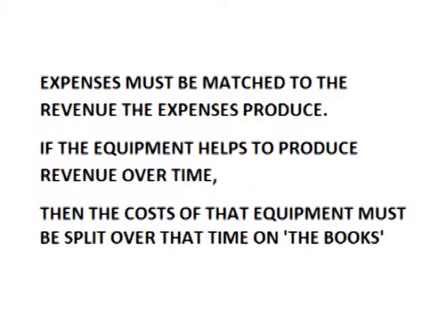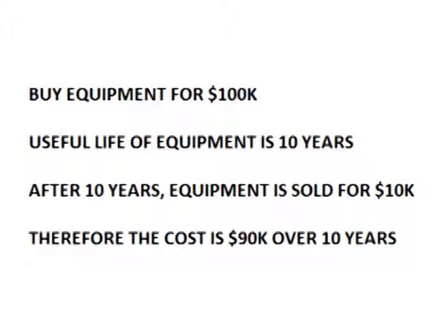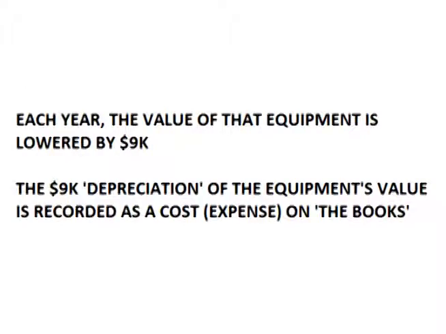Let's look at an example. Let's say a mining company buys a piece of heavy equipment for $100,000. The equipment is expected to last for 10 years, and at the end of 10 years, it can be sold for $10,000. Therefore, that equipment loses $90,000 of value over 10 years. When the company first buys the equipment, it records an asset worth $100,000 on its books. Each year, the company depreciates the asset by 10% or $9,000. In other words, it lowers the value of the asset by $9,000 and records that depreciation of the equipment's value as an expense on its books.